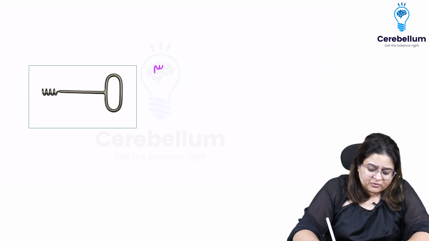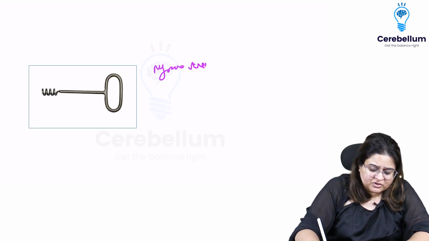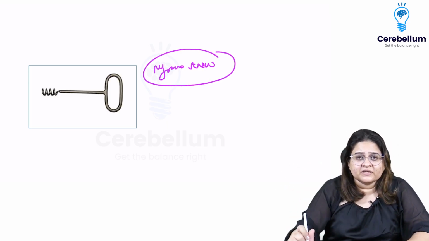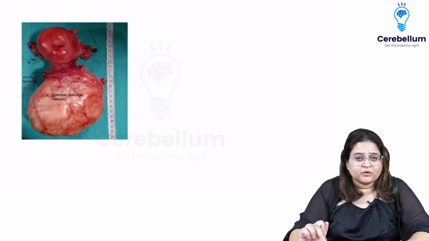This is another important instrument you should know. This is a myoma screw. It is used to give traction while you are enucleating the fibroid in laparotomy.